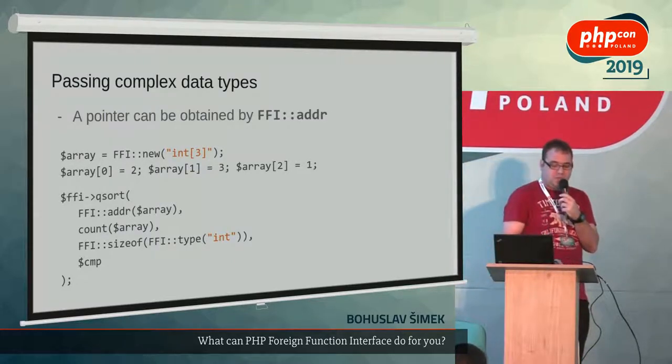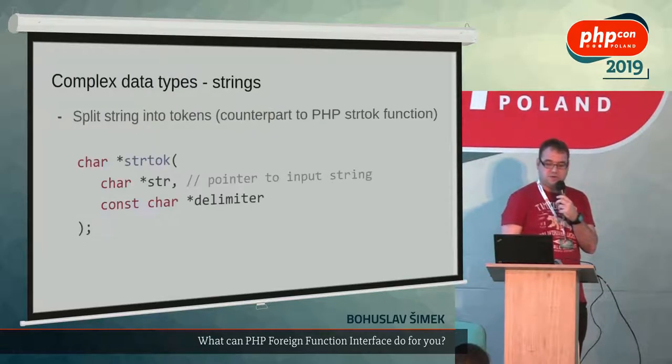And so we construct this array to work with it in the regular PHP manner. We set some values into it, and then we pass it into the function. But before that, we will have to obtain a pointer. And we will do this with the help of the static method addr on the FFI object. So this will simply return the pointer, and we can then pass it into the quicksort function. And the function will sort the array for us.